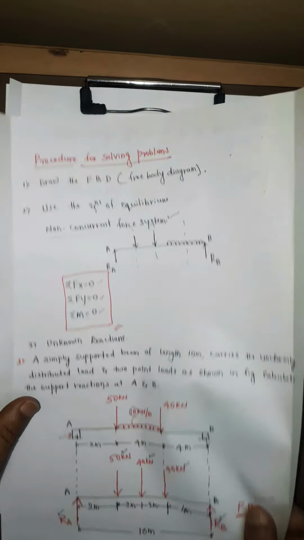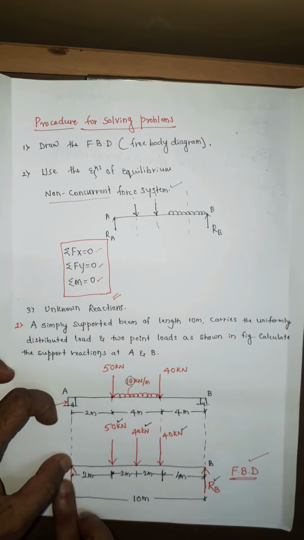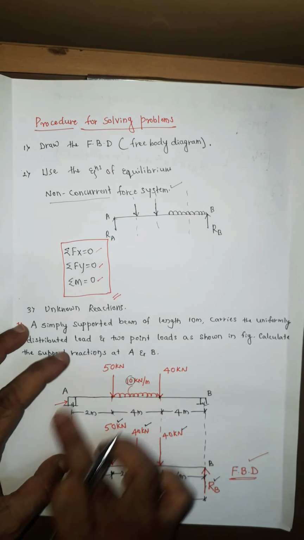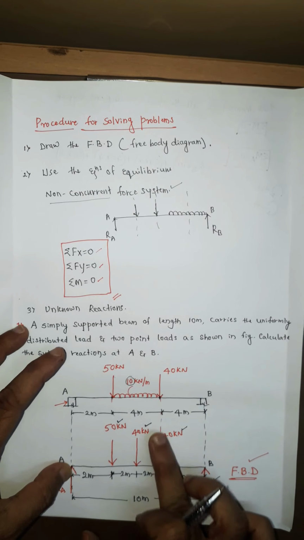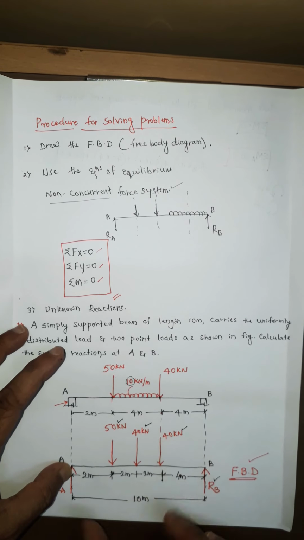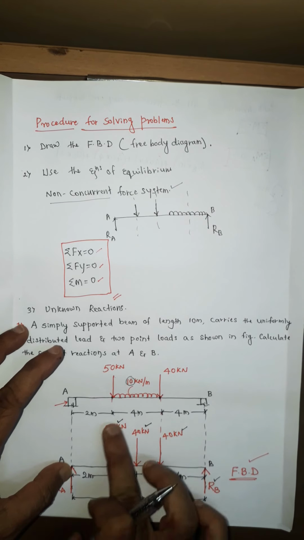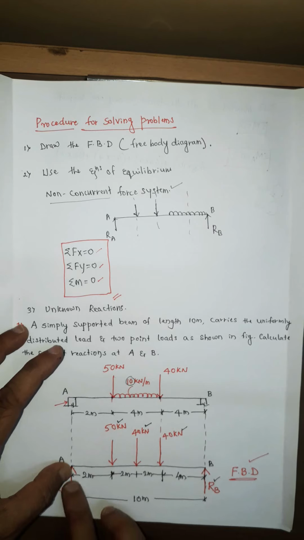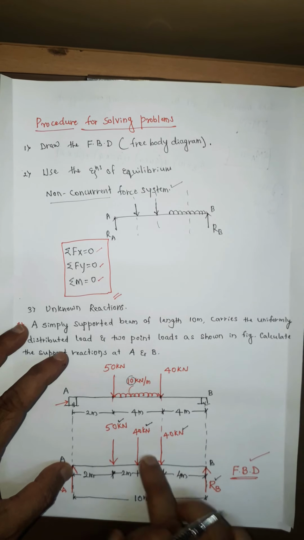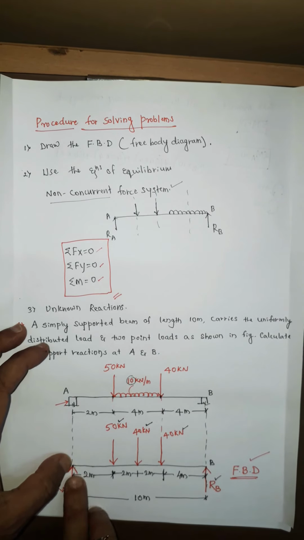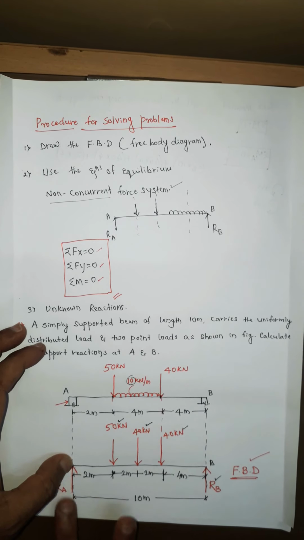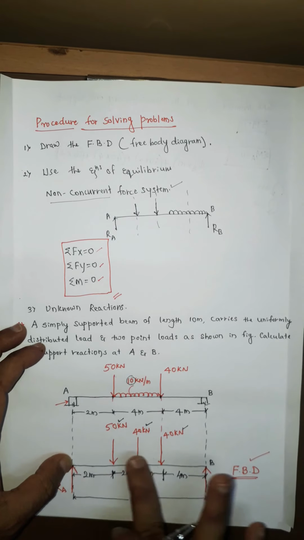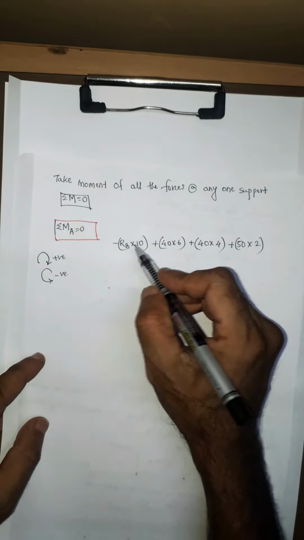So once again I am going to repeat this. We are taking moment about A. So this is anti-clockwise: minus RB into 10. Then this is plus 40 into 6. Then this is plus 40 into 4. And this is also plus 50 into 2. And the moment of this RA is equal to 0 here, because this RA is passing through A only. There is no perpendicular distance. The moment of this will be 0.